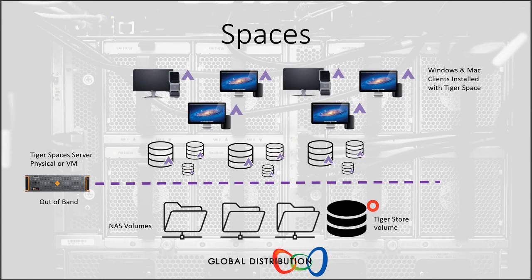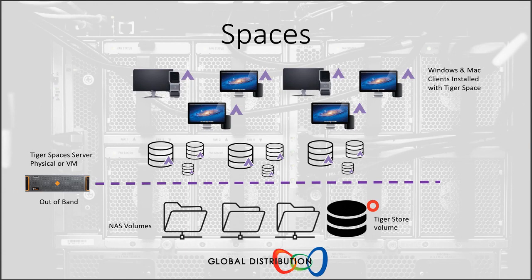So I just want to spend one or 2 minutes just going over a conceptual view of how Spaces looks. If we start at the bottom of the slide here, we can see that we've got 3 NAS volumes. You could have 5, 10, doesn't matter. You could have 1 NAS volume. You have a series of NAS volumes. You might also have a Tiger Store volume.